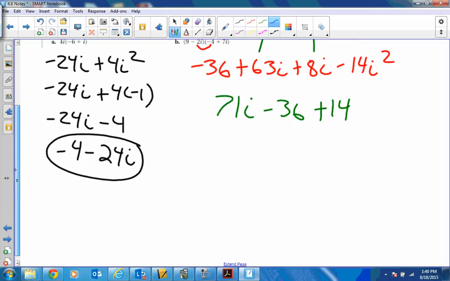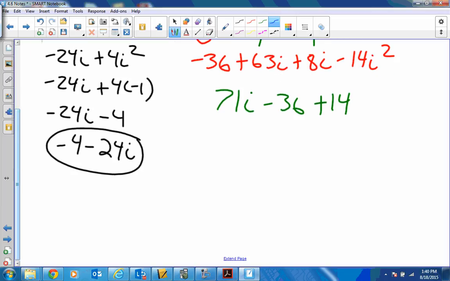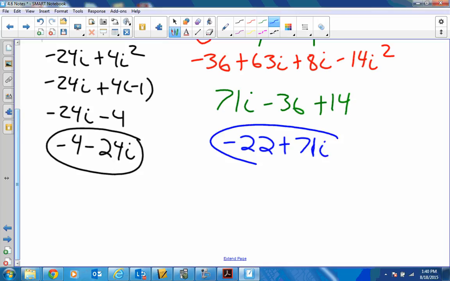So then we just combine like terms. So it would be negative 36 plus 14, which is negative 22, plus 71i. Again, when we want to put it in standard form, the real part goes first, the imaginary part goes second. Just to show that negative 14i squared, negative 14 times negative 1 gives you positive 14. Okay, so that's how you multiply complex numbers.